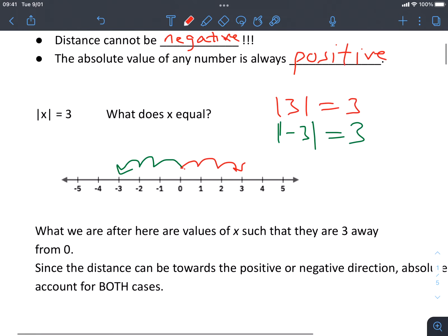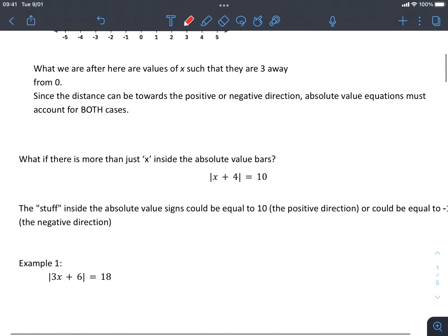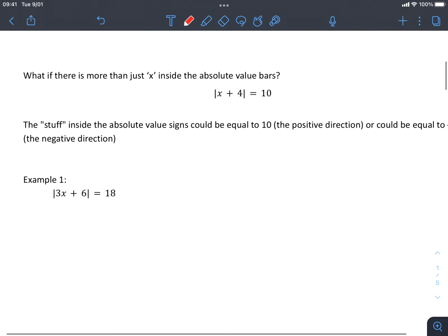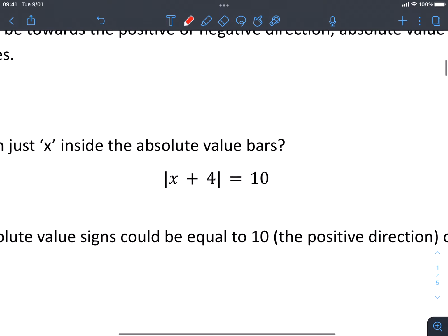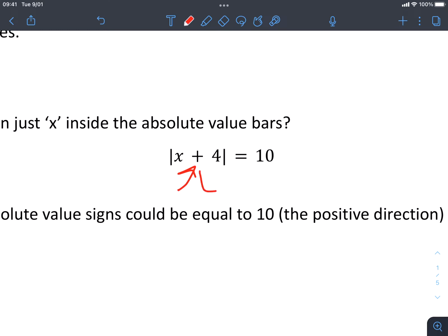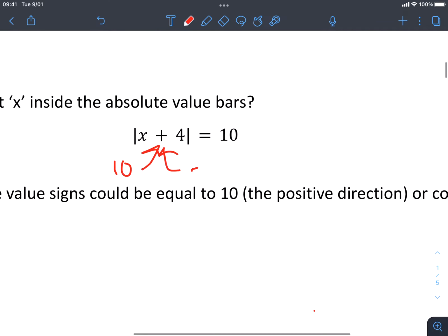So what if we have something inside the absolute value that changes it? So if I have x plus 4 in absolute value is equal to 10, it's essentially saying that inside this absolute value sign, we could have two options that would equal 10. So if x plus 4 was equal to 10, then the absolute value of 10 is 10. That's fine. We also know that if x plus 4 is equal to negative 10, then the absolute value of negative 10 would also be 10. And again, that's fine. So x plus 4 can be equal to two things.